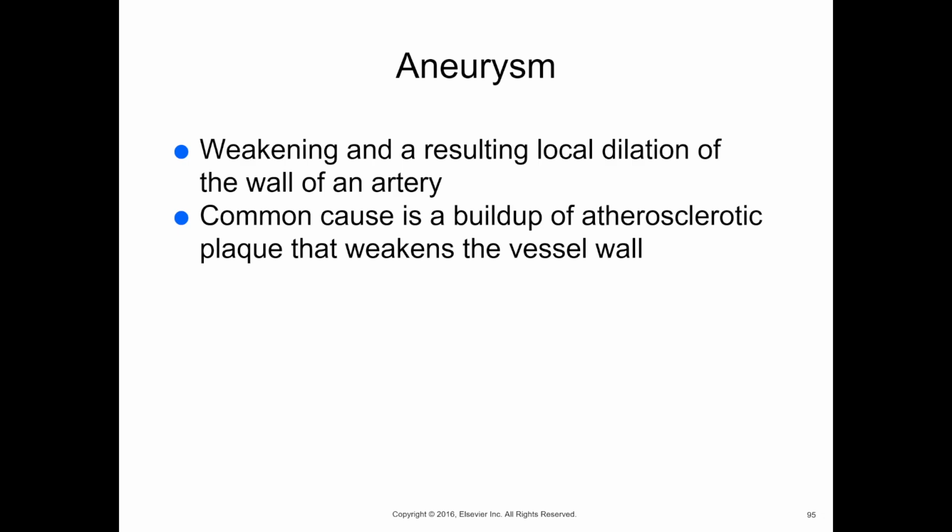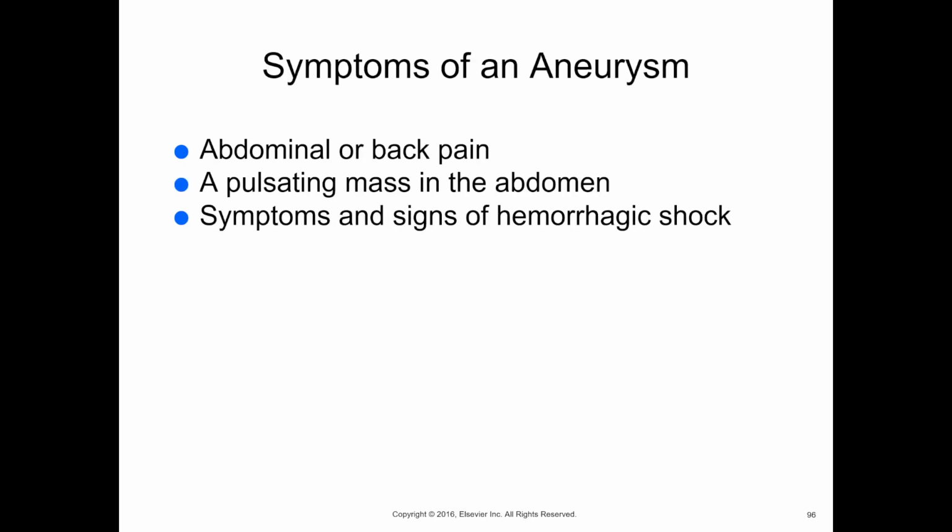Next, an aneurysm. An aneurysm is a weakening of an arterial wall, and you get local dilation of it. Atherosclerosis can cause an aneurysm. The symptoms, typically in an abdominal aneurysm, you're going to have abdominal and or back pain. There can be a pulsating mass that is visible externally, and you might also see signs of hemorrhagic shock, especially if the aneurysm has ruptured.